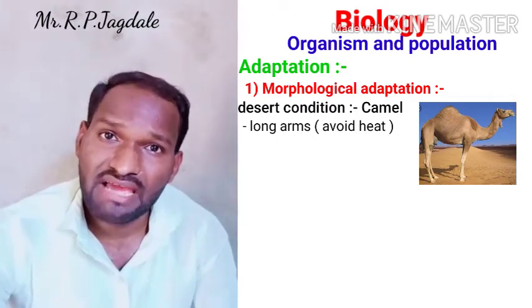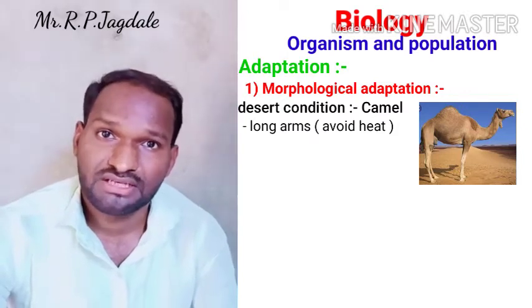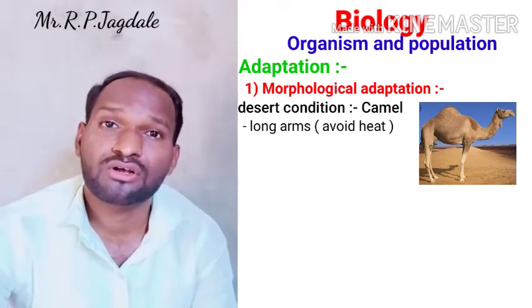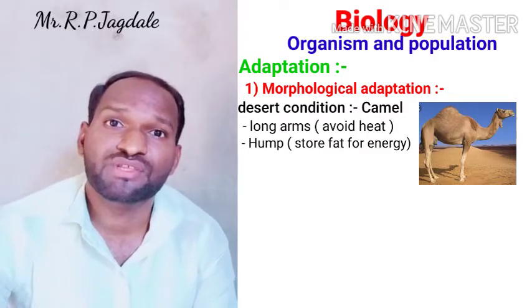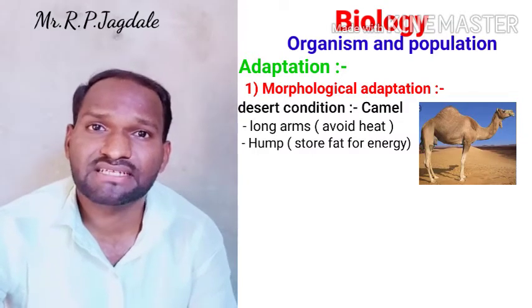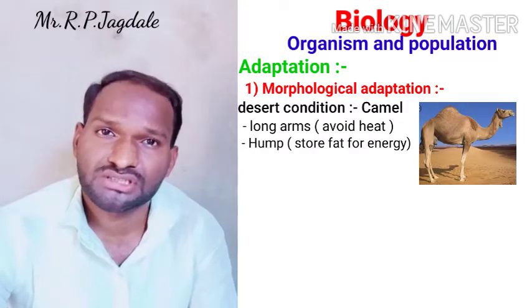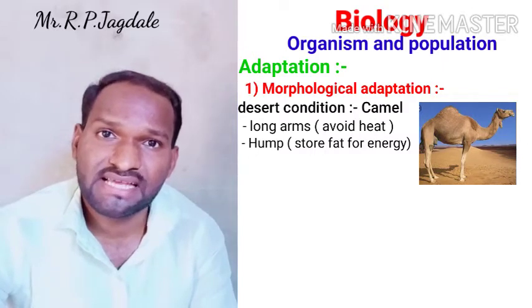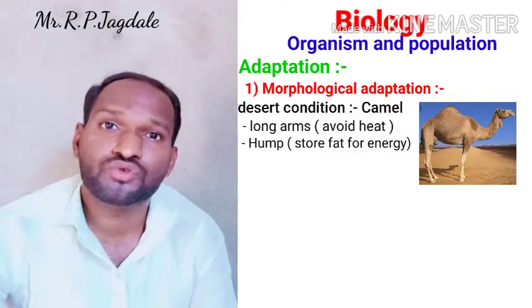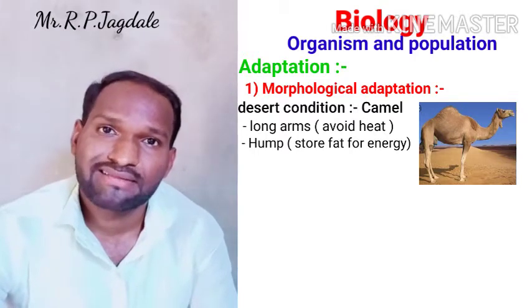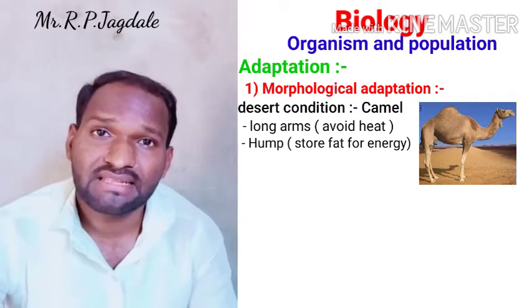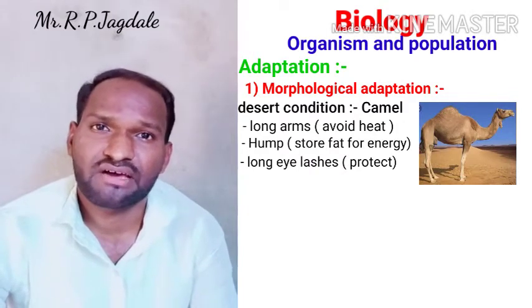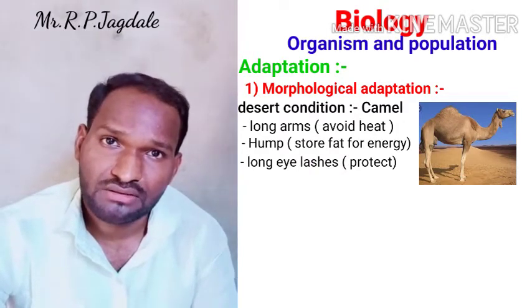Second adaptation, they have a hump on their back. There is a protrusion, or a top region on their back, that is called the hump. It is for the storage of fat, and that fat is useful in extreme conditions. When there is a scarcity of water, then that fat is used as an energy source. The third adaptation: as there is a lot of sand and wind, to protect from that sand their eyelashes are very long, so that they are protected.